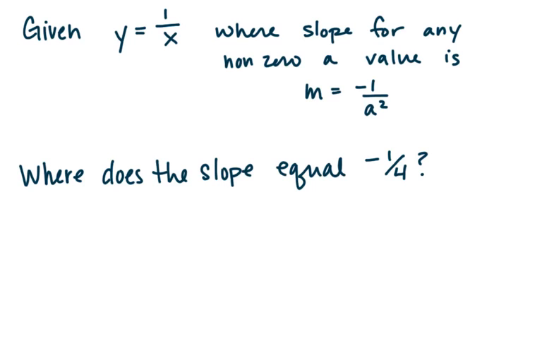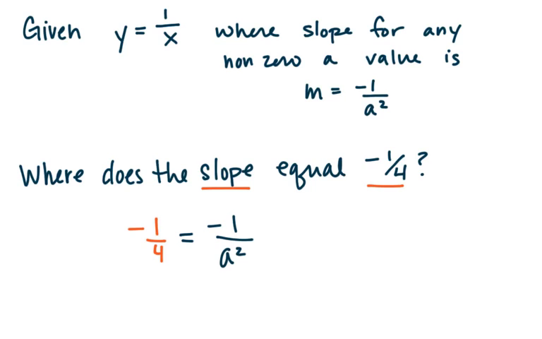and that's for any non-zero a value. The question here is, where does the slope equal negative 1/4? So if we know the slope, at what x value? The slope equals negative 1/4. So this would be negative 1/4 equals negative 1 over a squared.